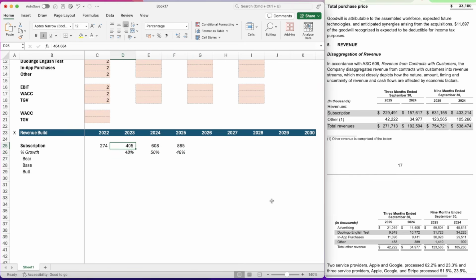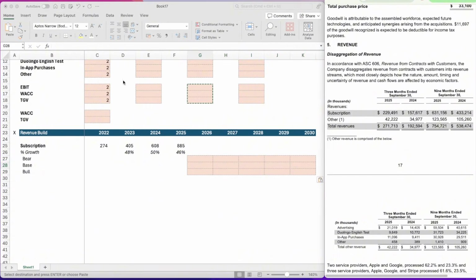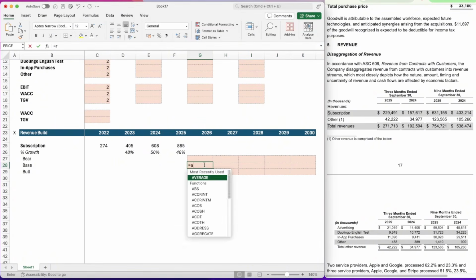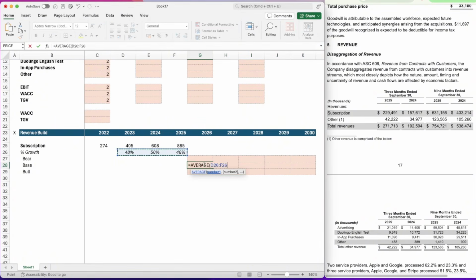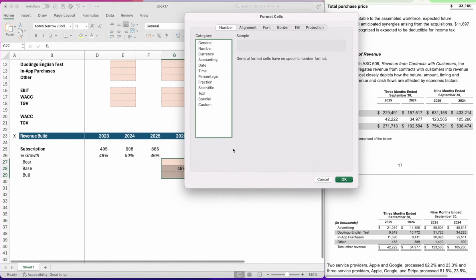And that's to work out the growth rate: you just take the year that you're looking at, divide it by the previous year, and subtract 1 and convert it into a percentage. Format it into a percentage. Now we want to start forecasting for the next few years. How we do this is we can say, okay, let's just take an average first. 48%. Put this to 2 decimal places because it's easier to read.